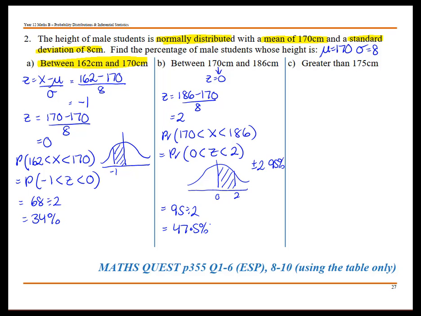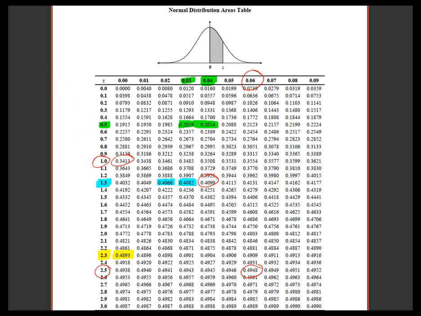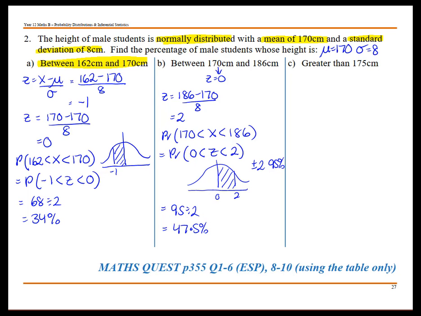Or if you don't remember that, go to your normal distribution table, you look up 2, go across, 0.4772. So 0.4772 from the normal distribution table, or 47.72%. Chances are, go to the normal distribution table, then you don't have to remember between 1 and 2 and 3 standard deviations.